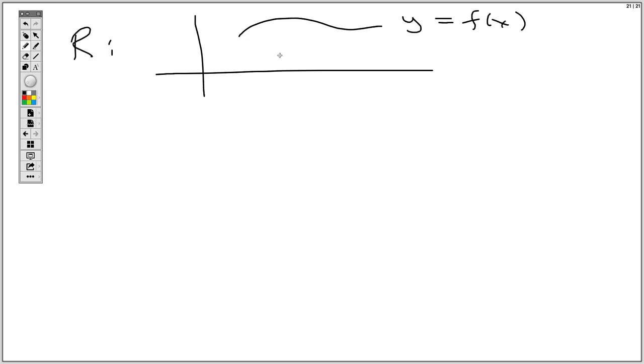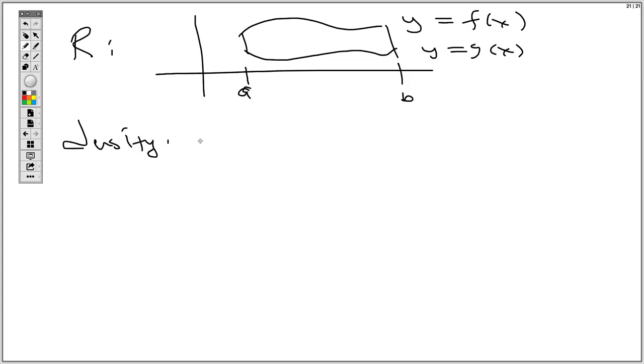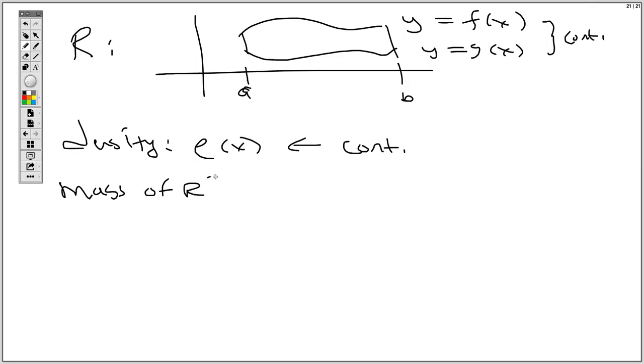And suppose now we have a region bounded by two curves, y equals f of x and y equals g of x. This should take us right back to what we talked about. We did area between curves. And suppose we have a density function, rho of x, and of course we're going to assume this is continuous. We're going to assume these are continuous as well. Right? Everything's continuous. What if I wanted to find the mass of the region R?